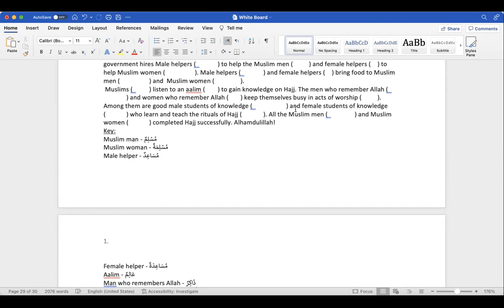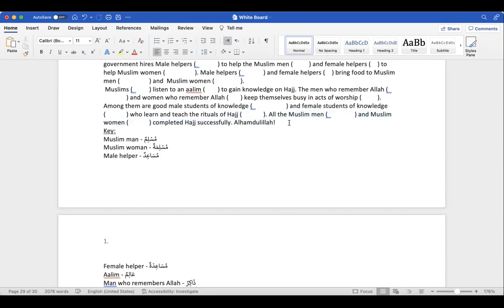Now, and female students of knowledge, Talibatun, who learn and teach the rituals of Hajj. Hajj will be then what? Hajj is after of, right? After of is majroor, so it takes the i sound.